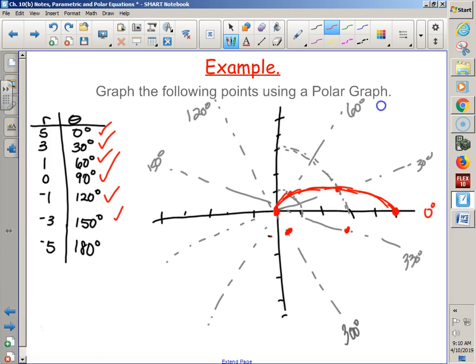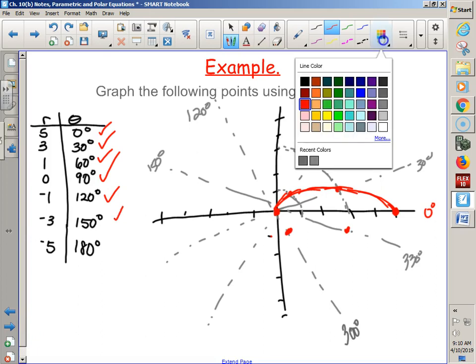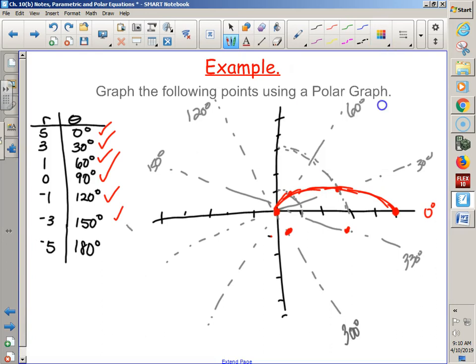And then -5, 180. Well, here's my 180 right here, but I'm going the other direction. Isn't the other direction of 180 360? Wouldn't it come right back? -5, 1, 2, or 5? Yeah. Oh. Well, look at that little guy.